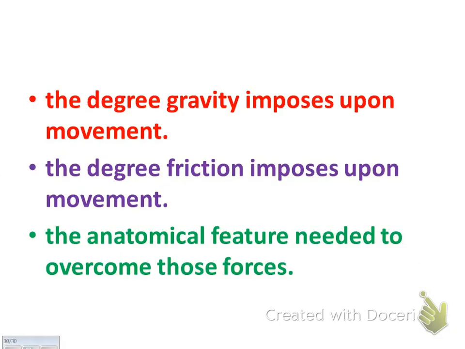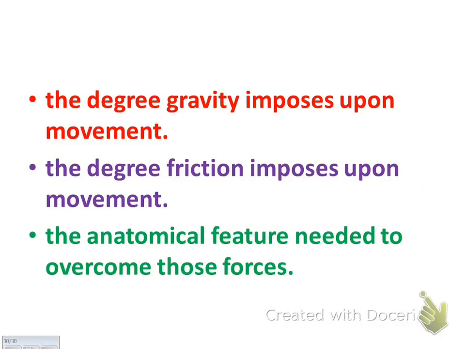Okay, so in order to get the 3 points, you've got to say there's gravity, there's friction, and then the anatomical feature. So, let's say you chose, I'll go through all 3 of them. Let's say you chose the fish. Then there's not much gravity. There is a lot of friction, and they have the fusiform body.